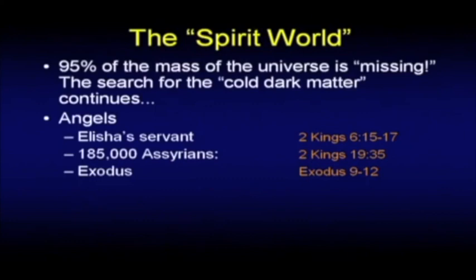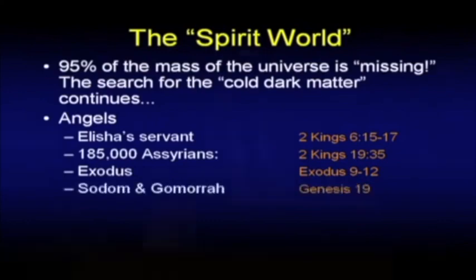185,000. That's huge. And then, of course, there's the whole issue of Exodus, chapters 9 through 12, all the plagues of Egypt and all of that business. And the Sodom and Gomorrah, chapter 19, there's an intervention in their lives from outside what we normally think of as reality.